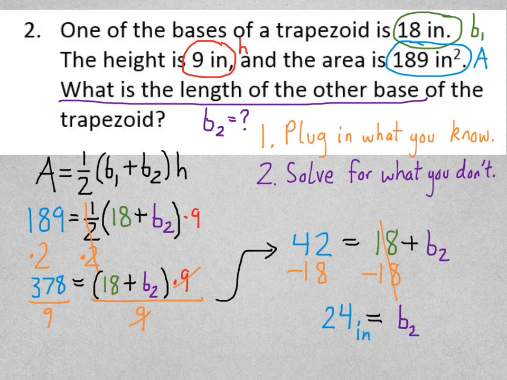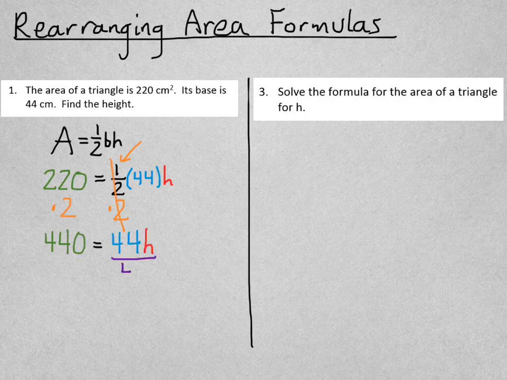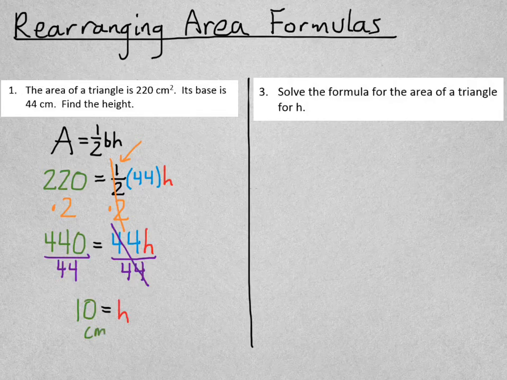Alright? So, let's talk about the other type of problem, which is rearranging area formulas. Now, notice that I'm putting problem number 1 on the left side. I did that on purpose because you'll find out in a moment that question number 3 is very much like number 1. Okay, so in question number 3, we're asked to solve the formula for the area of a triangle for h.